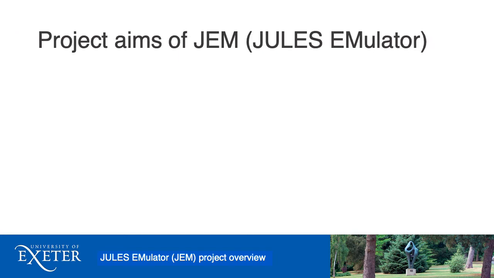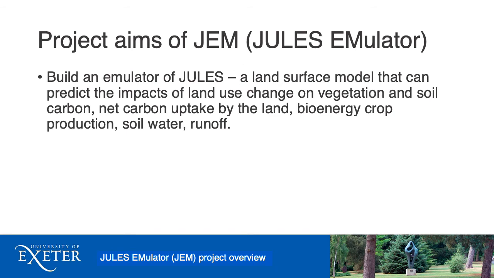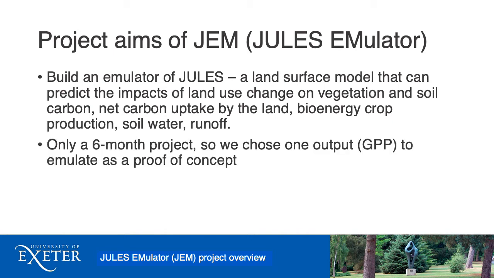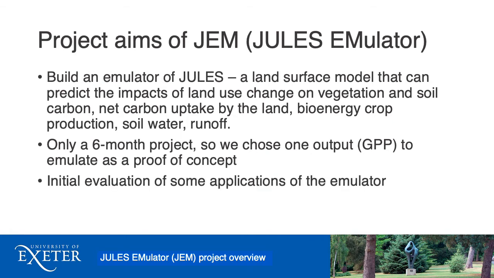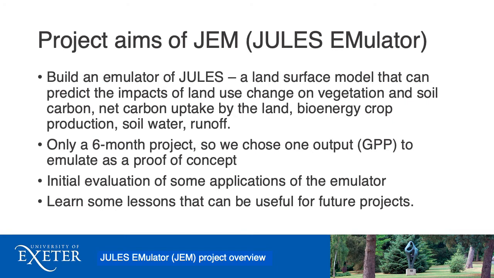So in our project, we use JULES, which is a land surface model that can predict the impacts of land use change on vegetation and soil carbon, net carbon uptake by the land, bioenergy crop production, soil, water, and runoff. We only had 6 months, so we chose to try to emulate one output of JULES, the gross primary productivity, as a proof of concept. We performed some initial evaluation of some applications of the emulator, and hopefully we learned some lessons that can be useful for future projects.